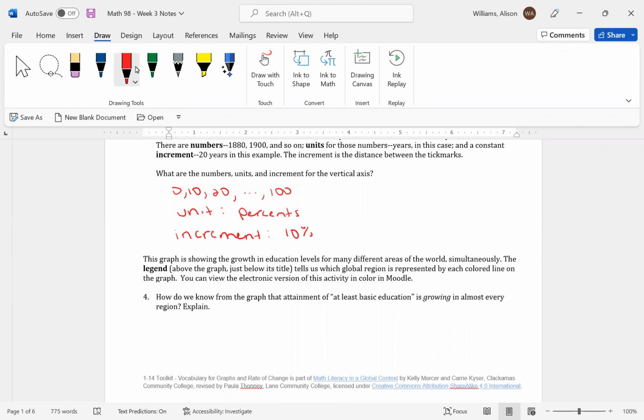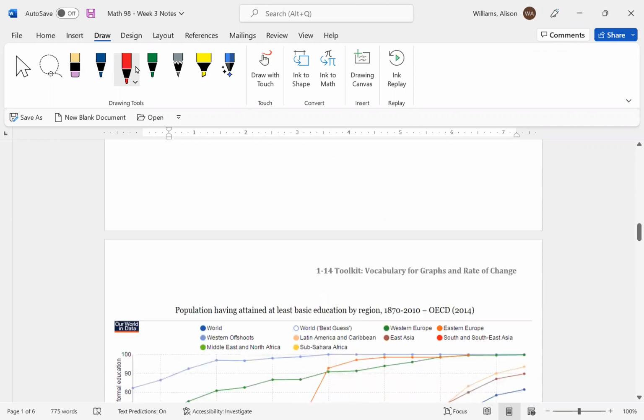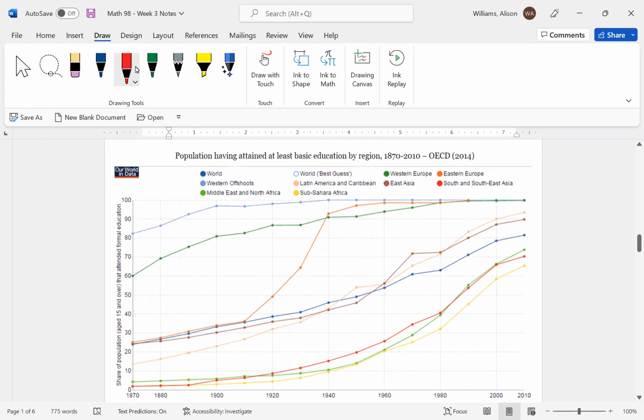Okay, how do we know that the share of the population that attained at least basic education is growing in almost every region? Okay, well, this kind of feels self-evident, but what they're trying to get us to say is, okay, we know they're all growing because literally the graphs themselves are climbing as they go to the right. In math talk, we would be saying that these graphs are increasing in value the further to the right we go. That's how we verbally describe that we know every single region is increasing in value. Nobody decreases. You see that?